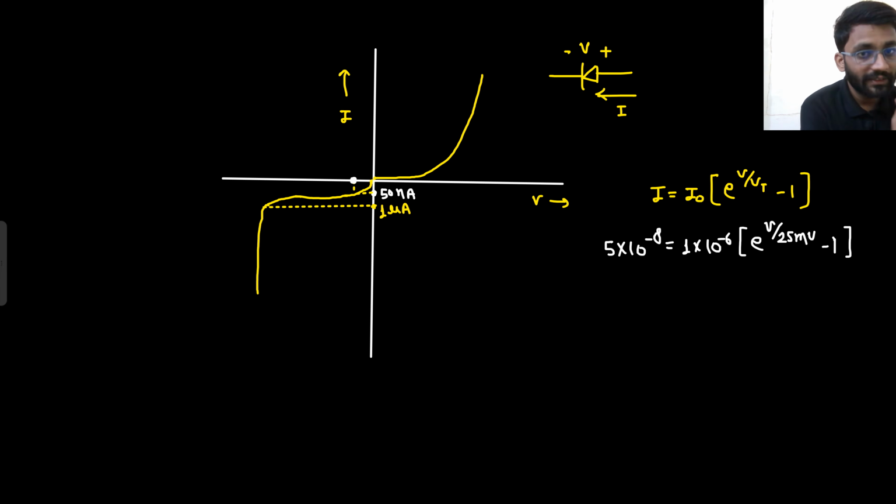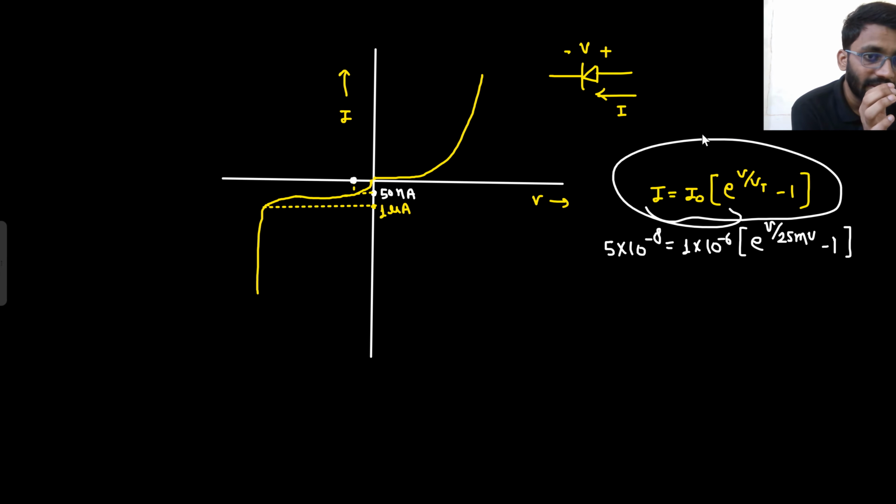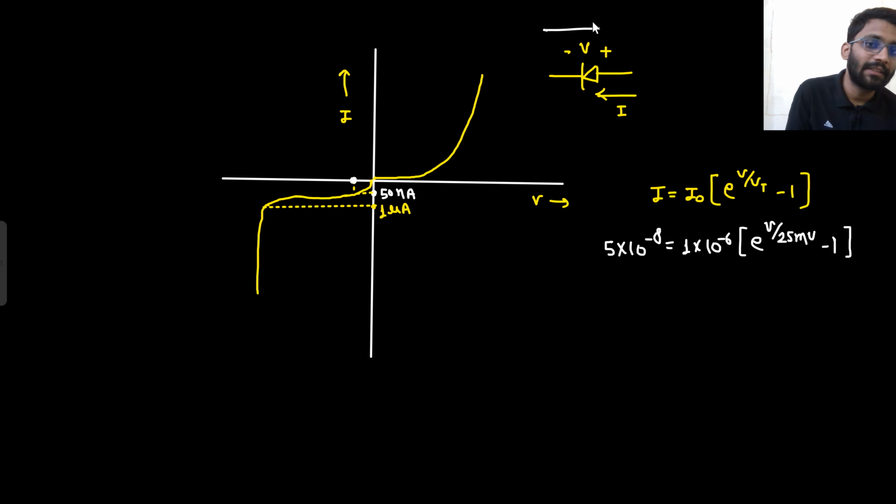The current I they have given is in this direction. This equation is for this particular configuration. But the current that is flowing is 50 nanoampere in this direction. So the value of I is minus 50 nanoampere. Say yes or no.